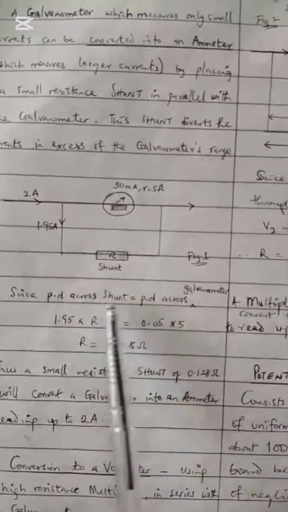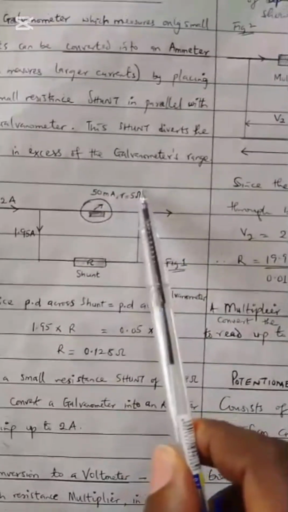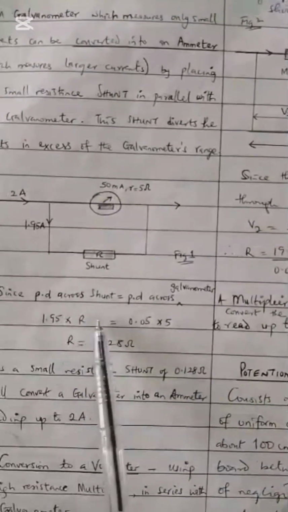So the potential difference across the galvanometer is the resistance times the current. Remember, V equals IR. So make R the subject.